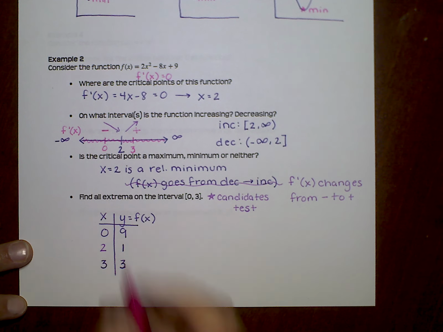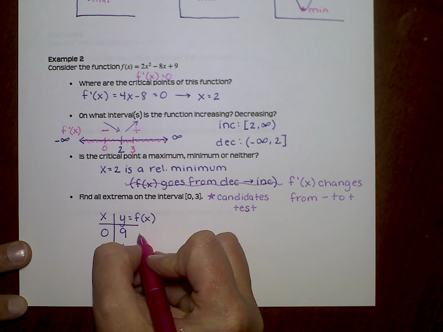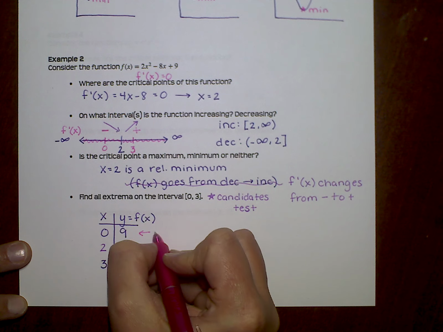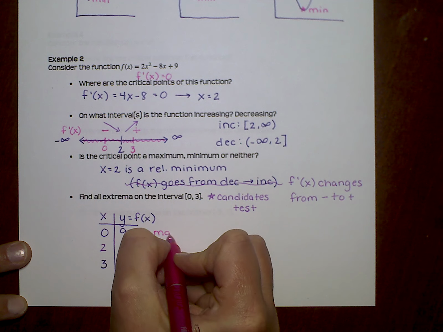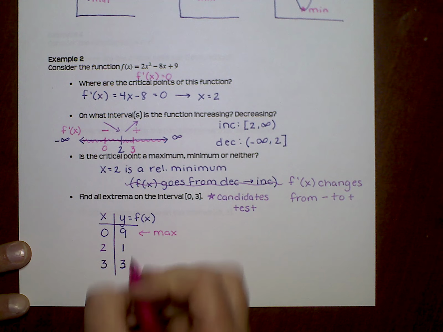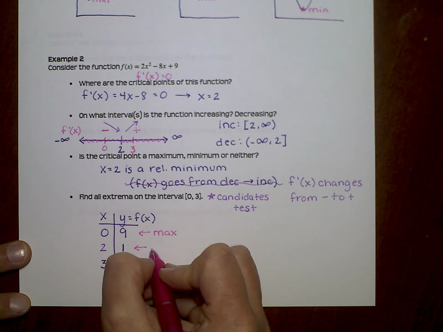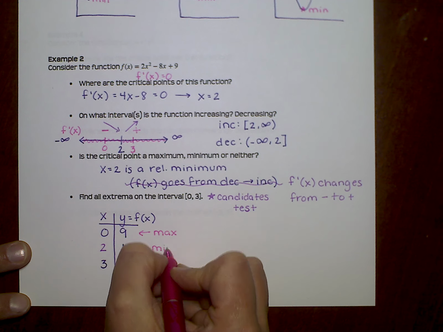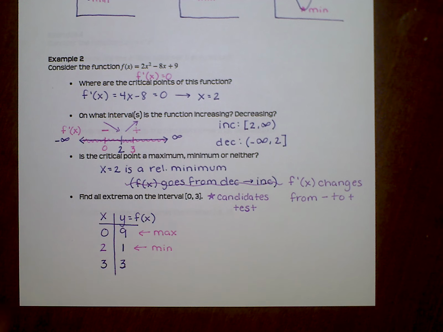So now I can look in this table, and I can say, all right, on this interval, this must be my highest point. This is my maximum, okay? And this must be my lowest point. This is my minimum on that interval. And again, I know that because based on what the EVT tells us, the only place that my maximum and minimum could live are at the endpoints or the critical points.